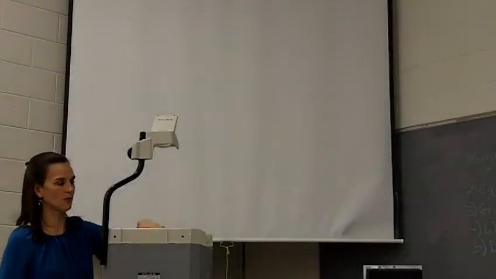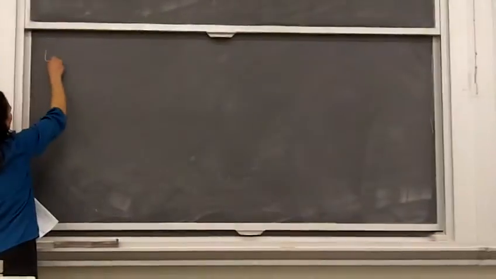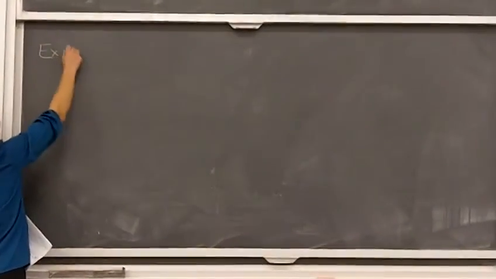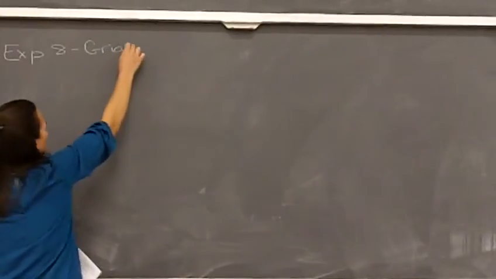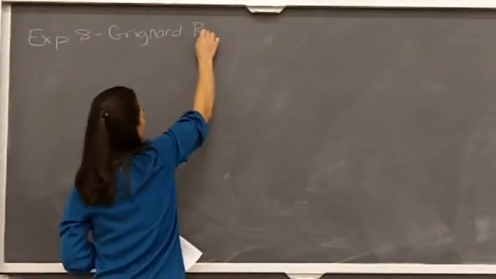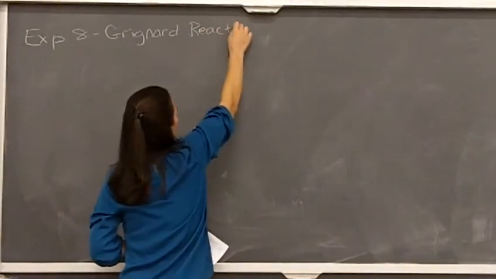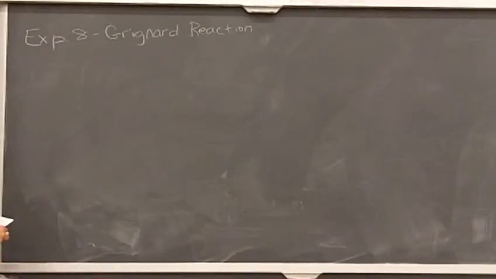All right, so let's start talking about experiment 8. So many things to go over. We're going to be doing a Grignard reaction this week. So Grignard is capitalized because it's named after someone. Victor Grignard discovered this reaction in about 1900 or so.